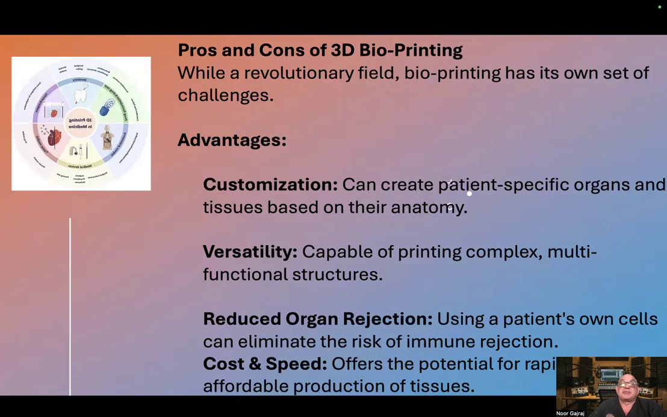Pros and cons of 3D bioprinting. While a revolutionary field, bioprinting has its own set of challenges. Advantages, customization, can create patient-specific organs and tissue based on their anatomy. Versatility, capable of printing complex, multifunctional structures. Reduced organ rejection. Using a patient's own cells can eliminate the risk of immune rejection. Cost and speed, offers the potential for rapid and affordable production of tissues.